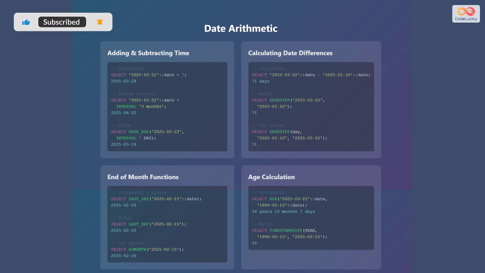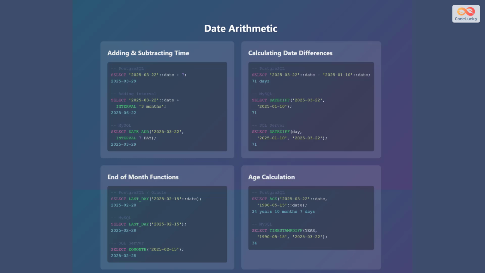PostgreSQL and Oracle provide the LAST_DAY function, which returns the last day of the month for a given date. MySQL also offers the LAST_DAY function for the same purpose. SQL Server provides the EOMONTH function, which serves a similar function of returning the last day of the month.